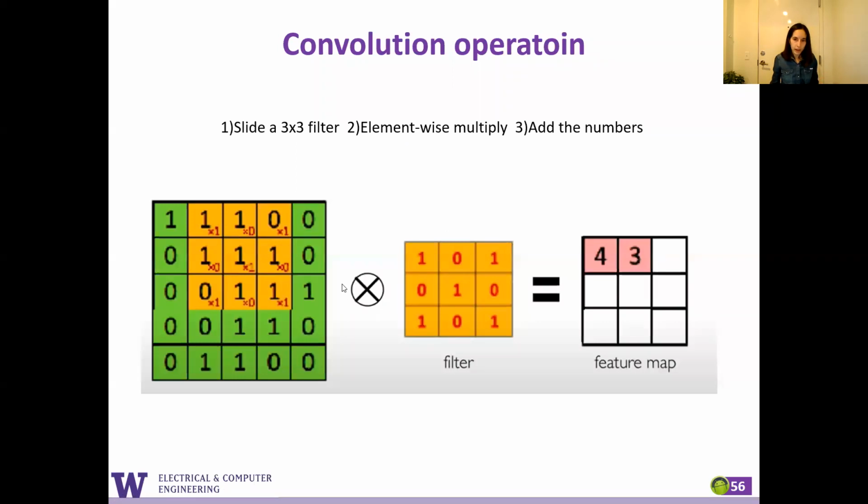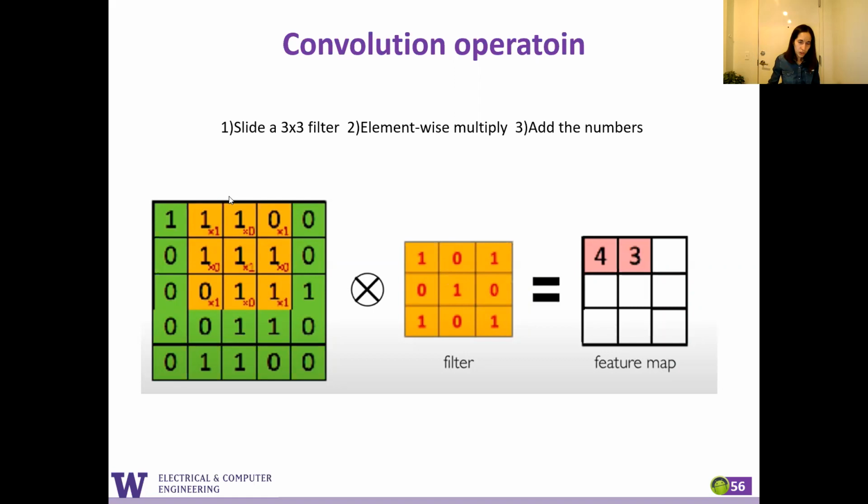For this case, element-wise multiply, add the numbers, and the output would be this 3. Then you slide the window by 1, repeat, second number. Basically sliding the window over the input image, but it doesn't need to be an image, the input matrix, and repeat. And sometimes it's called stride. You may not want to slide 1 by 1 position. You may want to slide in steps of 2 or 3, depends.